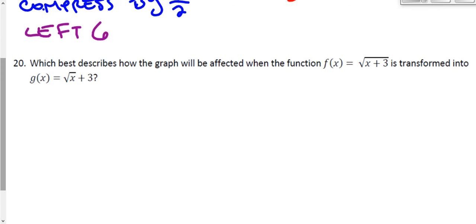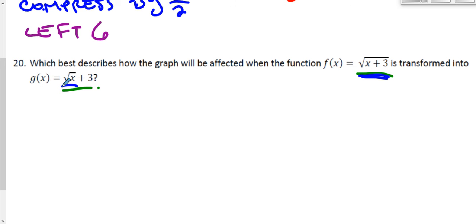Now we have to describe how this graph is affected when this function, the square root of x plus 3 inside a radical, is transformed into the square root of x plus 3, with the plus 3 outside the radical. So I want to figure out how the second function is different from the first one. We're not going from the parent function anymore, we're comparing it to this original over here. This is the original. So in the original I have a plus 3 inside the radical. This one does not have a plus 3 inside the radical.